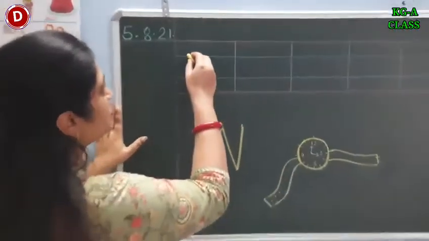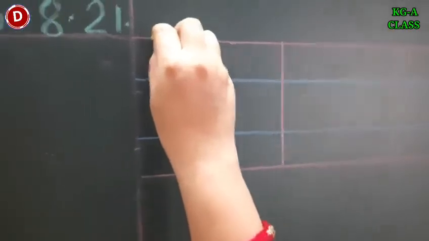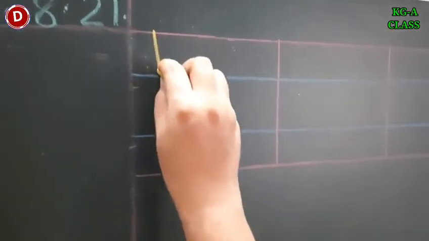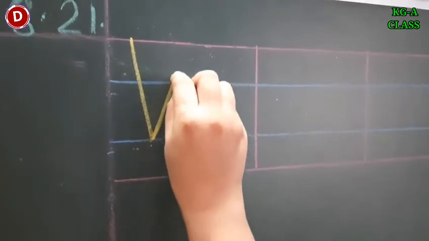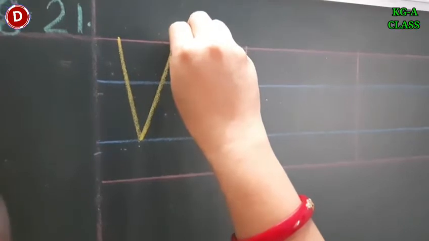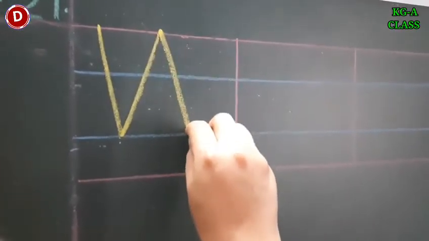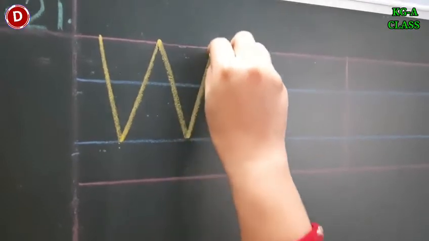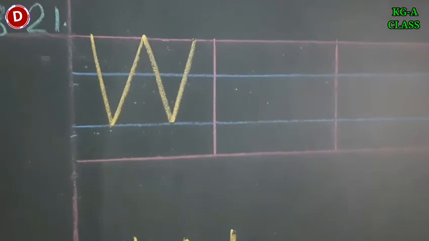Now children, you have to put your pencil on the red line. Look here. From here, you have to make a slanting line till the second blue line. Then you have to go up, making a slanting line, touch the red line, the top red line. Again, you have to go down till the second blue line and then you have to go up and touch the red line. In this way, children, you have to make capital W.